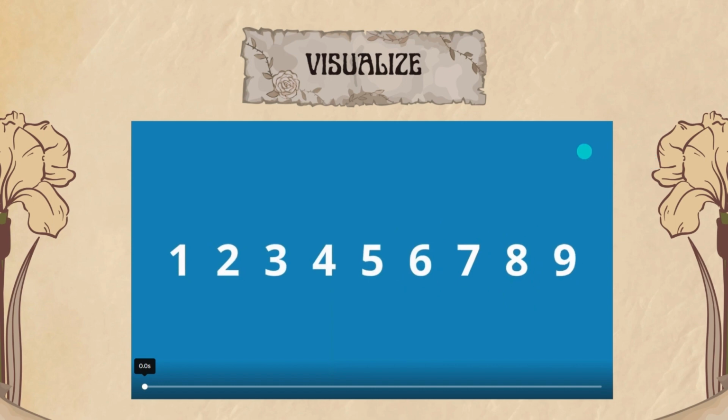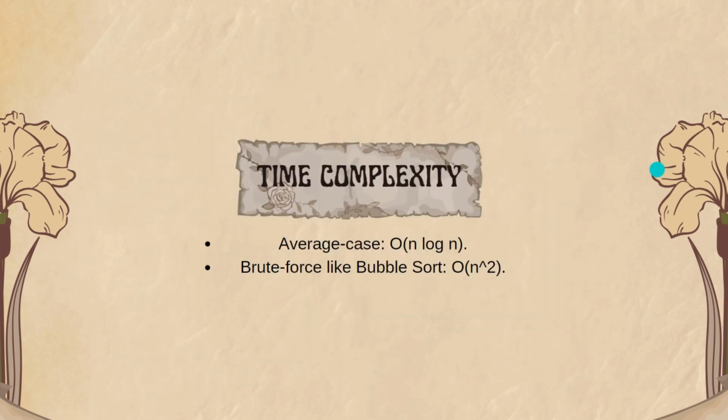Now on doing this, we have successfully sorted all the elements in the array. Now let's calculate the time complexity. The average case time complexity of this approach is O of n log n, and the brute force approach, like bubble sort, would mostly be O of n square. Now, if none of these complexities make any sense to you, just take my word for it. The divide and conquer approach is way cooler.